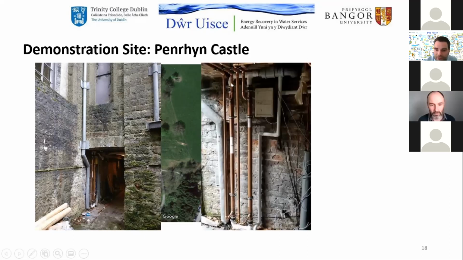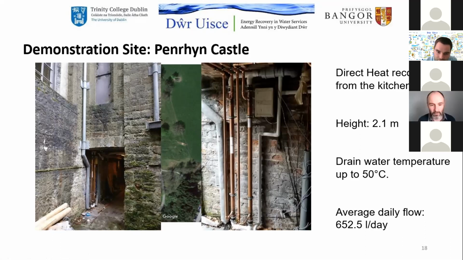We see a picture here of the heat exchangers. So the height of this drop, from roof to floor here, is a bit more than 2 meters, and we observed drain water temperature with peaks up to 50-55 degrees. And there was a water consumption in the kitchen of around 650 liters per day.